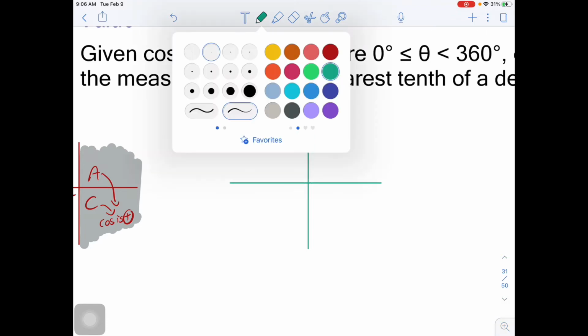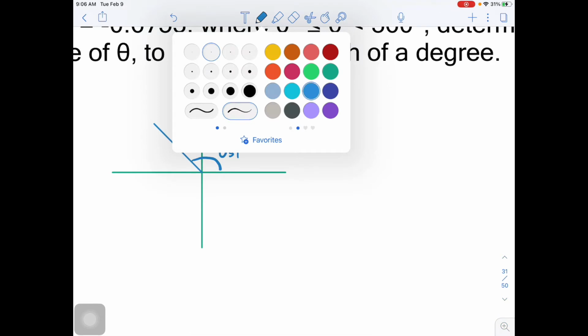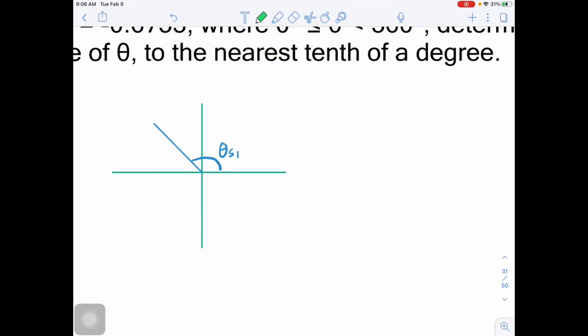So we have two possible solutions that would make cos angle equal negative 0.6753. You have an angle that is formed here. I'm going to call this the standard angle 1. And then I'm going to draw another Cartesian plane just to keep things organized. And this one would be our standard angle 2. That could work.